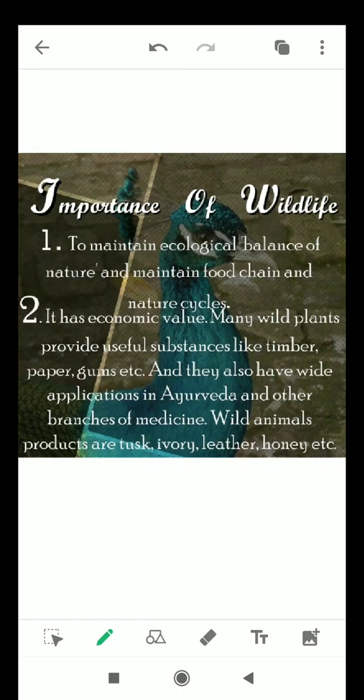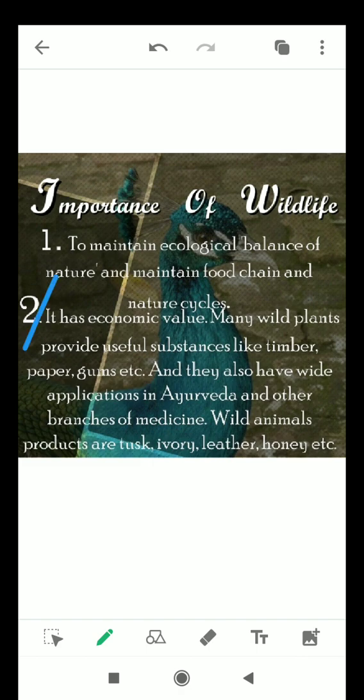Then next is the importance of wildlife. How and why is wildlife important? It is important to maintain the ecological balance of nature, and also to maintain the food chains and nature cycles.